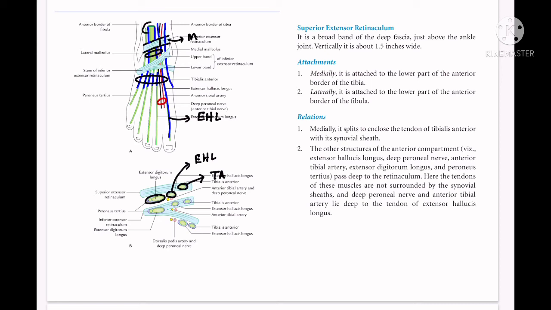Extensor digitorum longus and peroneus tertius together. Okay, and here we get the anterior tibial artery and deep peroneal nerve. So that is all about the superior extensor retinaculum. That may come as a short note while we read about the lower end of the fibula.